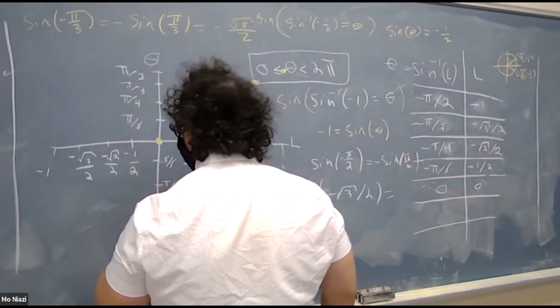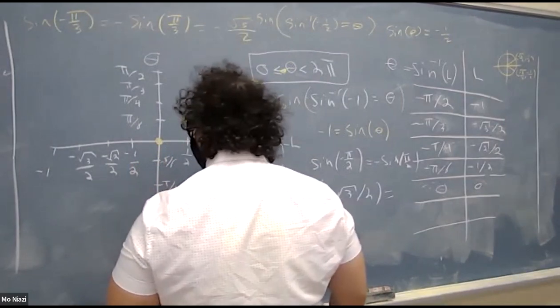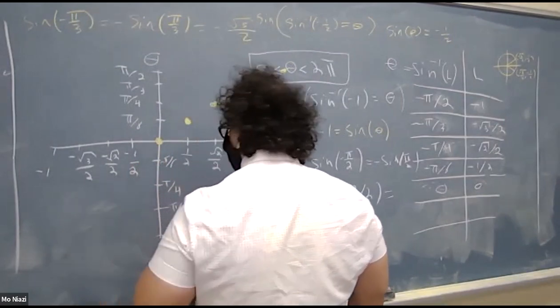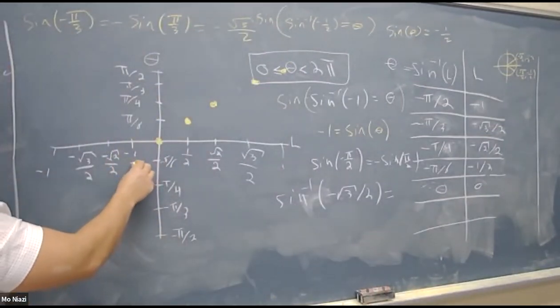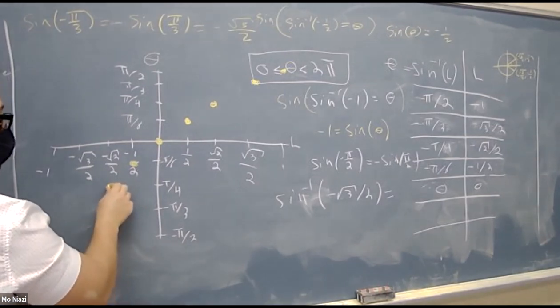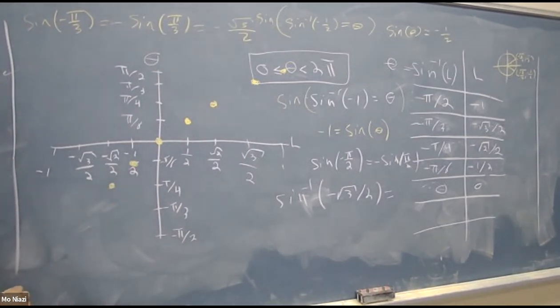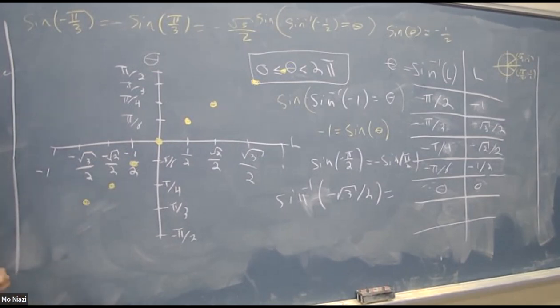So I'll put them here. At negative 1/2, it outputs a negative pi over 6. At negative root 2 over 2, it outputs a negative pi over 4. At negative root 3 over 2, it outputs a negative pi over 3. At negative 1, it outputs a negative pi over 2.